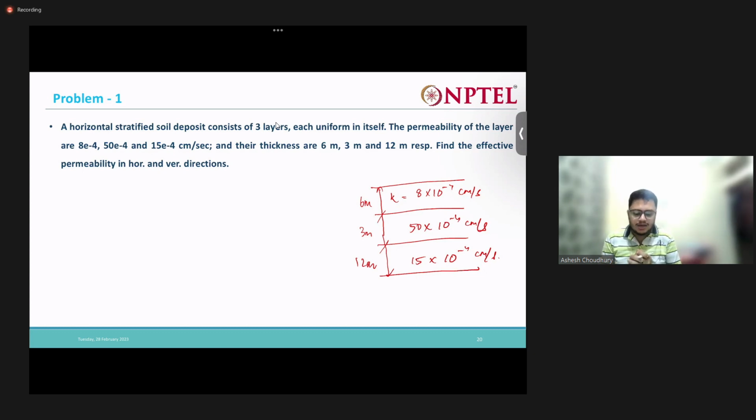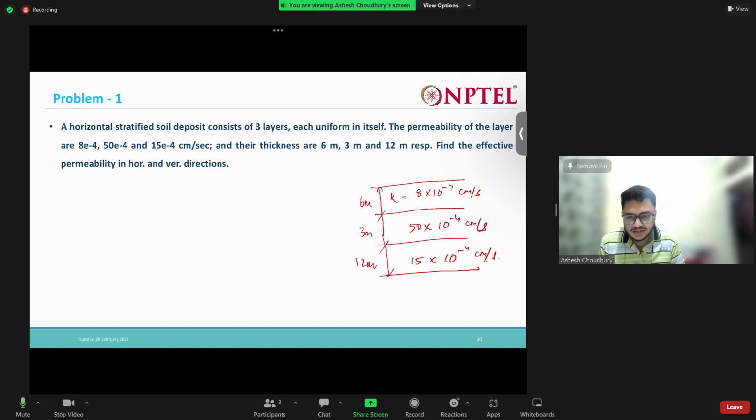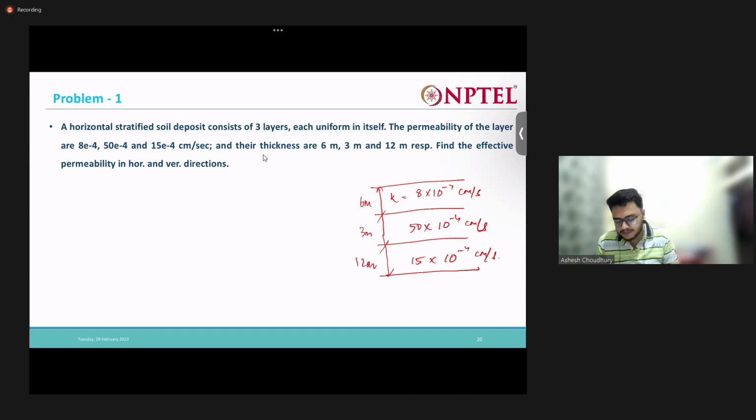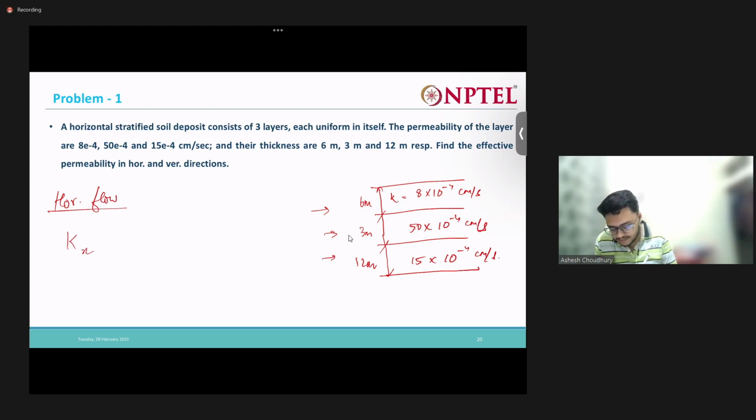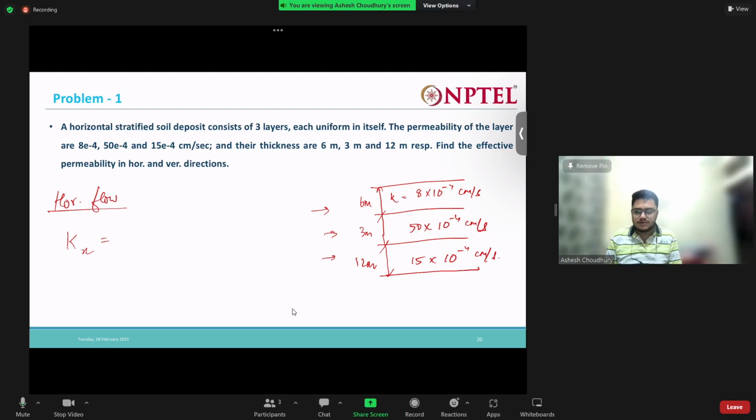Now we need to find the effective permeability in the horizontal and vertical directions. Directly, just using the formula, we can find it out. Let us calculate this. First let us calculate for horizontal flow. When the flow is horizontal, what will be my effective or equivalent permeability? If you can remember, what was the relation for K horizontal?